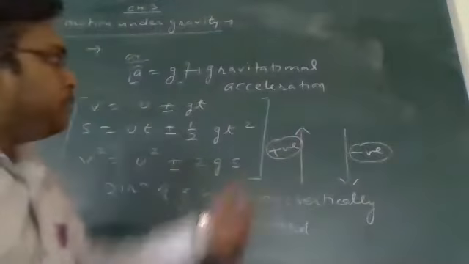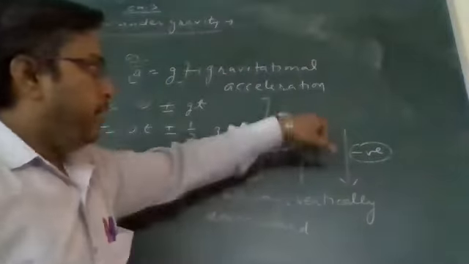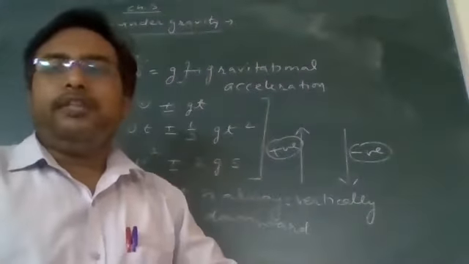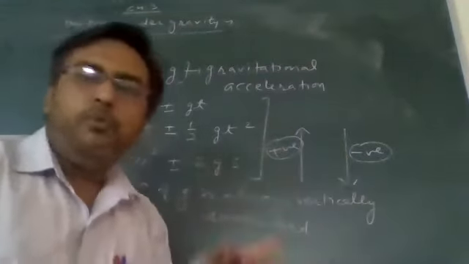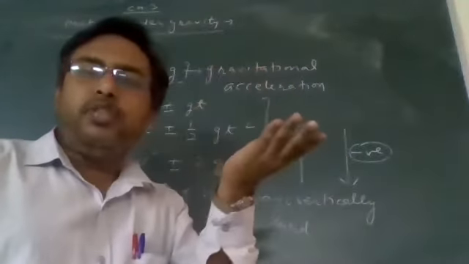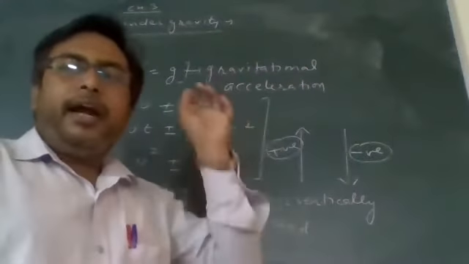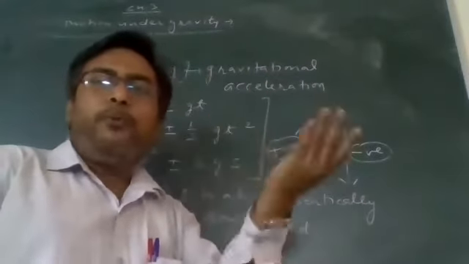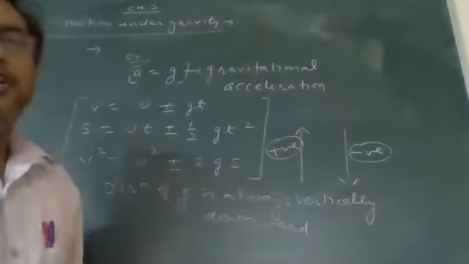But when the object is moving upward, small g is going to oppose the motion, so it will be retarded motion. And when the object is freely falling, small g is going to support the motion. It will increase the velocity, and the motion will be accelerated motion.